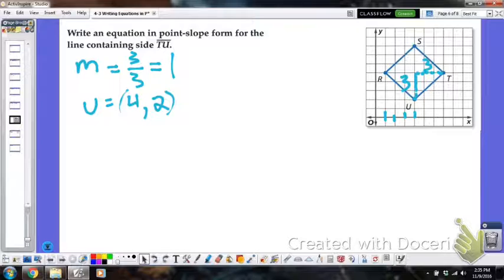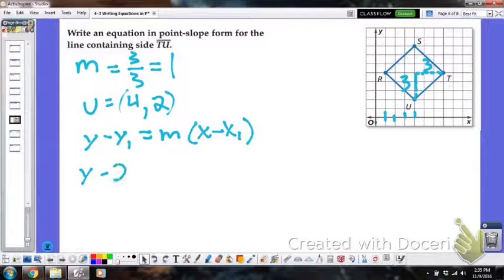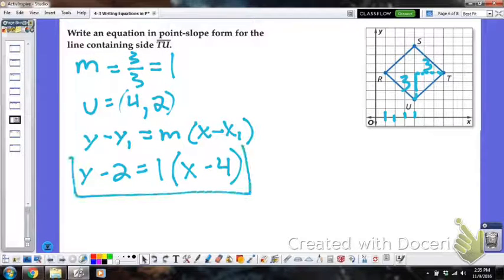I can write point slope form. So I have y minus y1 equal to m times the quantity of x minus x1. Just substitute in. So I have y minus 2 equal to my slope 1 times x minus 4. So there's my equation in point slope form.